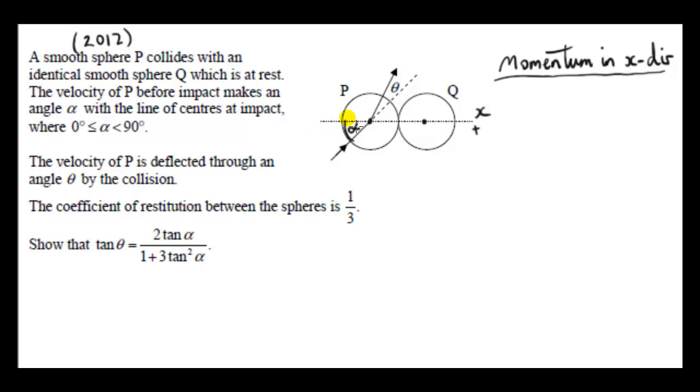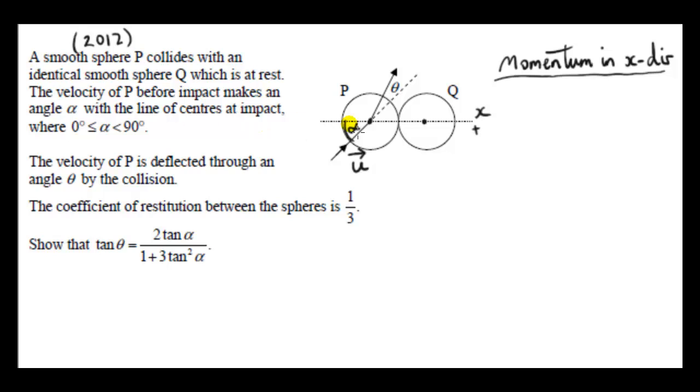So we want the momenta of the spheres in the x direction just before the collision. To do that we need the velocities of the spheres in the x direction just before the collision. Here is the velocity of sphere P before the collision. It's not given a name here, so let's call it U. There's no mention of the speed of sphere P, so it seems that the speed doesn't come into this problem. The relationship between the angles theta and alpha is independent of the speed, so we can make the magnitude of this vector anything we like.